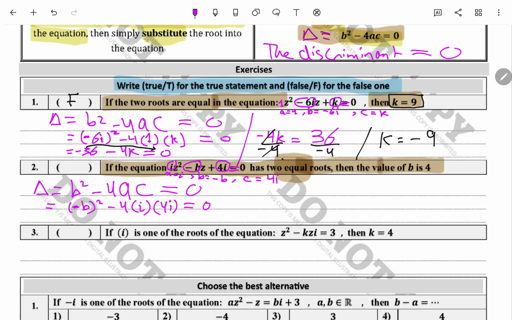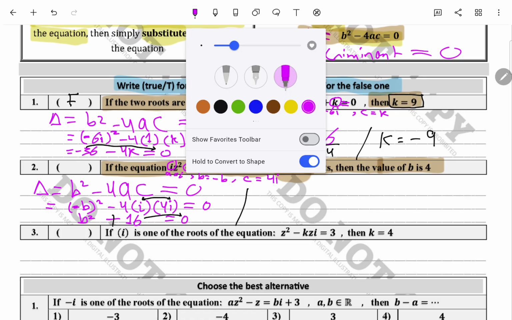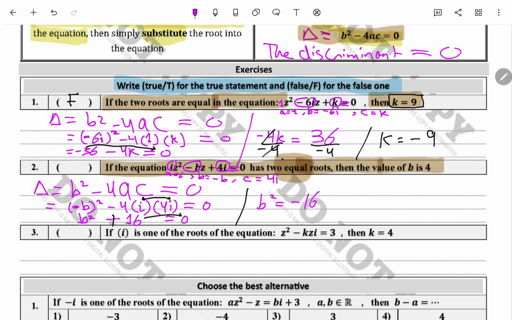If you square the negative, it will be positive because it is inside the bracket, and the b squared stays squared. Negative 4 times 4 is 16. And i times i is i squared, which is negative 1, and that changes the negative to positive. That all equals 0. I can move the 16 to the other side and change it from positive to negative, and that makes b squared equal negative 16.